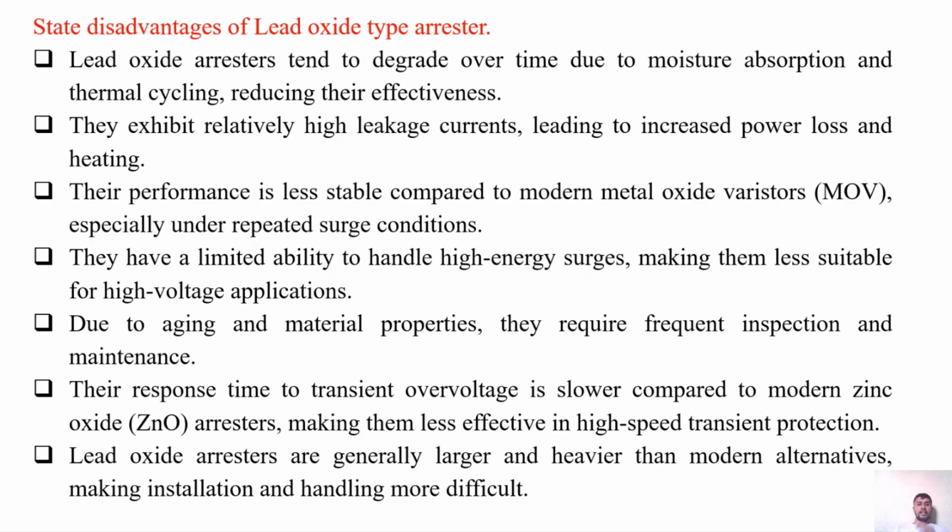Their performance is less stable compared to modern metal oxide arrestors (MOVs), especially under repeated surge conditions. They have a limited ability to handle high energy surges, making them less suitable for high voltage applications. Due to aging and material properties, they require frequent inspection and maintenance. The response time to transient overvoltage is slower compared to modern zinc oxide arrestors, making them less effective in high-speed transient protection.